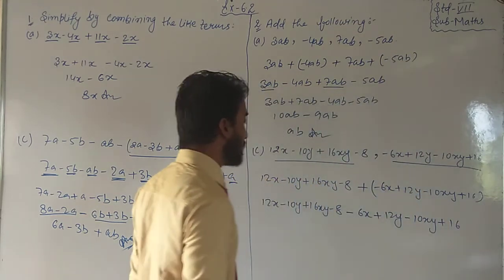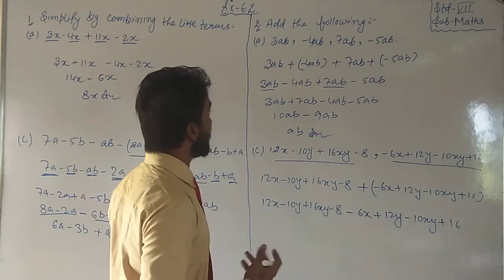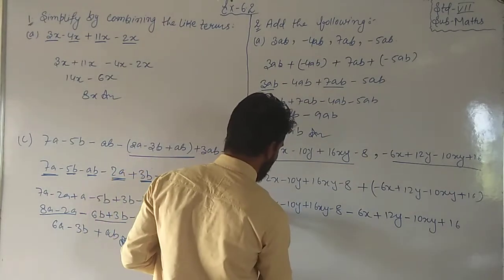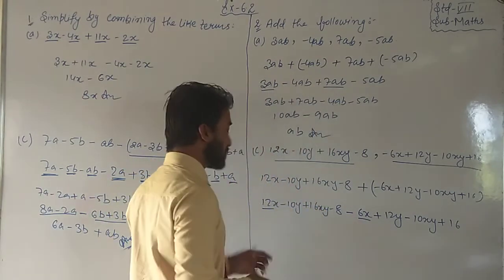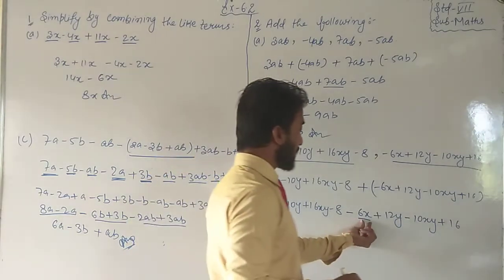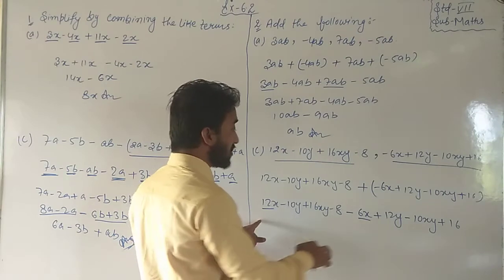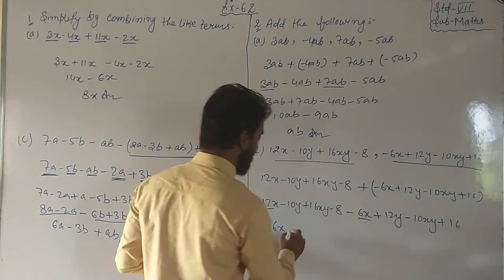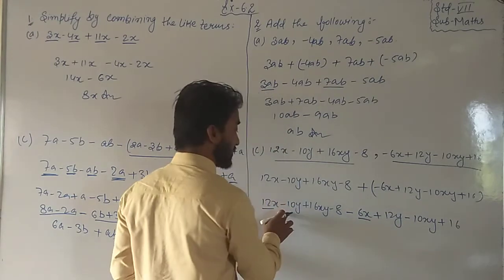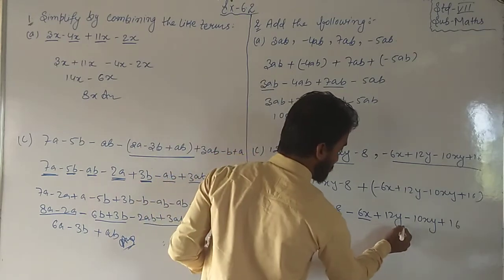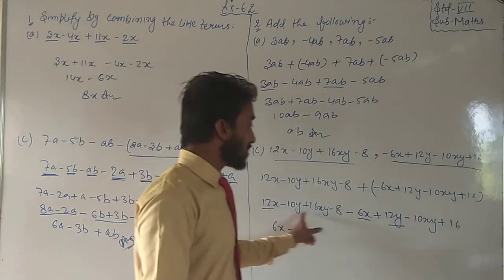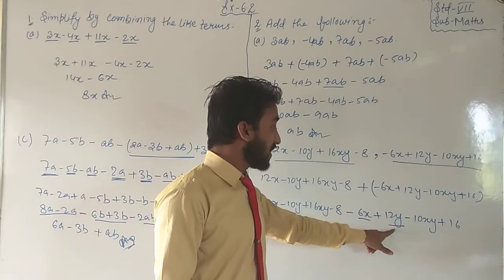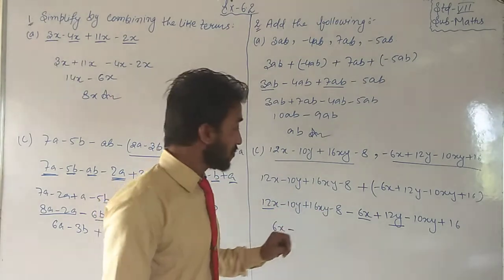So students, now we will arrange it as like terms. But it is not important. The question is not like that. Okay, you can write as it is. 12x minus 6x. What will be the answer? This 12x is plus, and this 6x is minus. So we will do 12x minus 6x. The result is 6x. Okay students, after that, minus 10y or plus 12y. What will the result be? Which is greater, 12y or 10y? Exactly, 12y is greater. So 12y minus 10y. What is the result? 2y will be left.